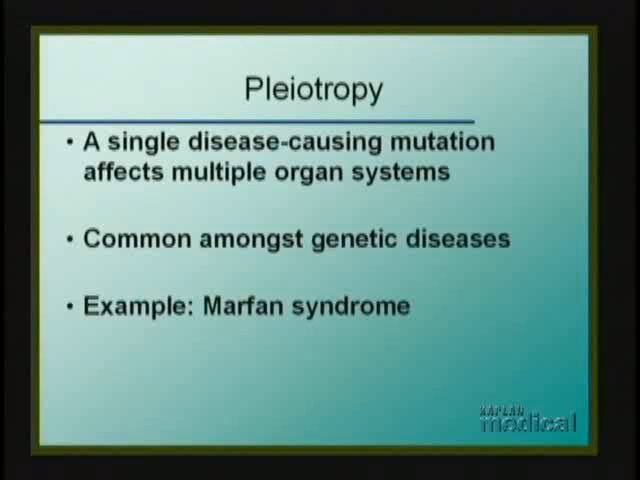Another complication is pleiotropy. Pleiotropy refers to the fact that one single disease-causing mutation can affect many different organs at once. Pleiotropy is very common among genetic diseases. In fact, pleiotropy probably occurs in essentially all genetic diseases. A good example of pleiotropy is Marfan syndrome.